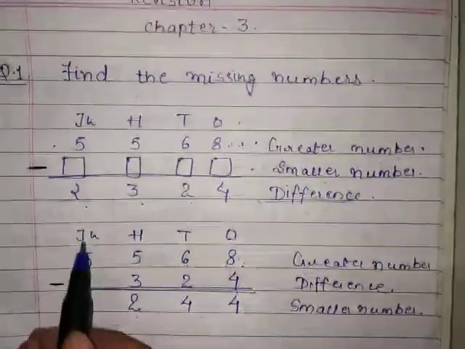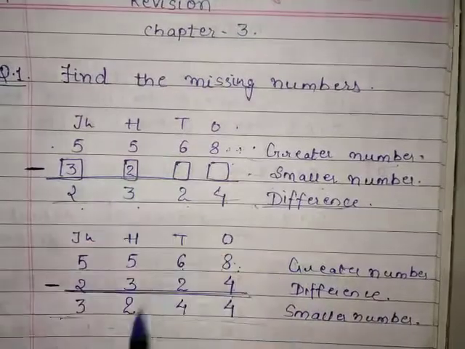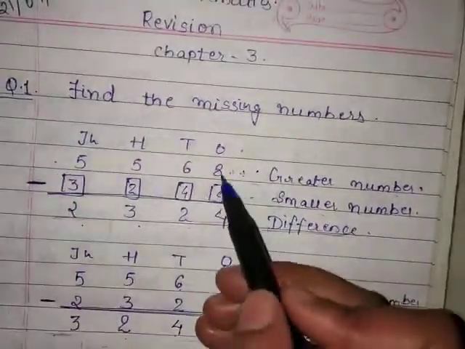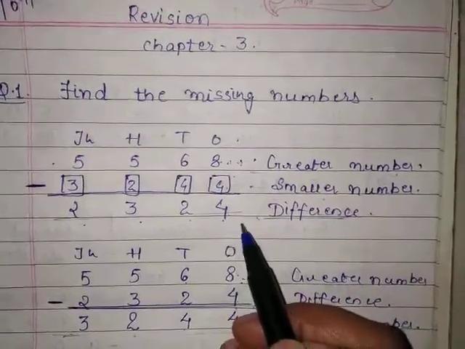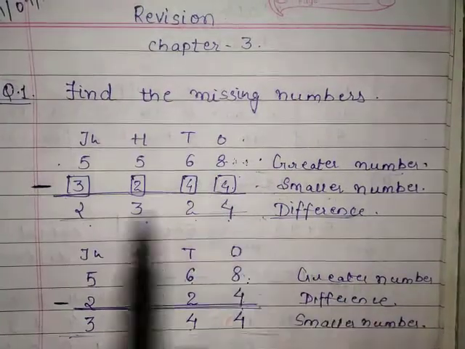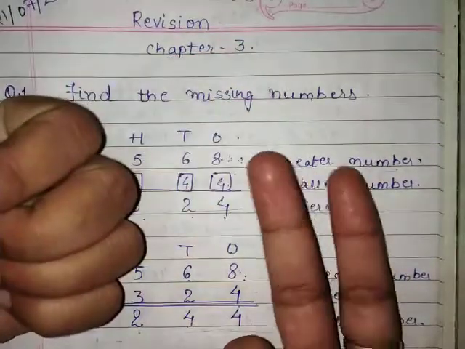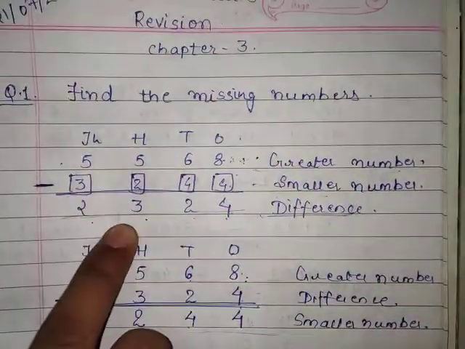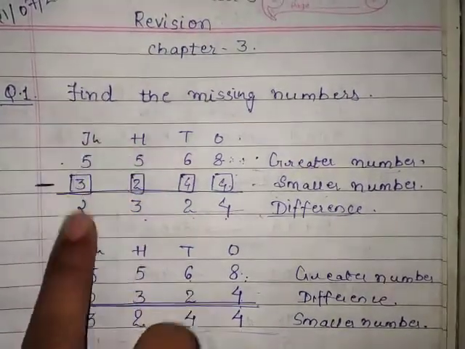So you can write 3244. Now you can see 8 minus 4 is 4. If you want to check, then you can check also. 8 minus 4 is 4. 6 minus 4 is 2. See, this is 6. If we subtract 4, how many fingers are left? 2. 5 minus 2 is 3, we have seen here 5 minus 2 is 3, right? And 5 minus 3 is 2.